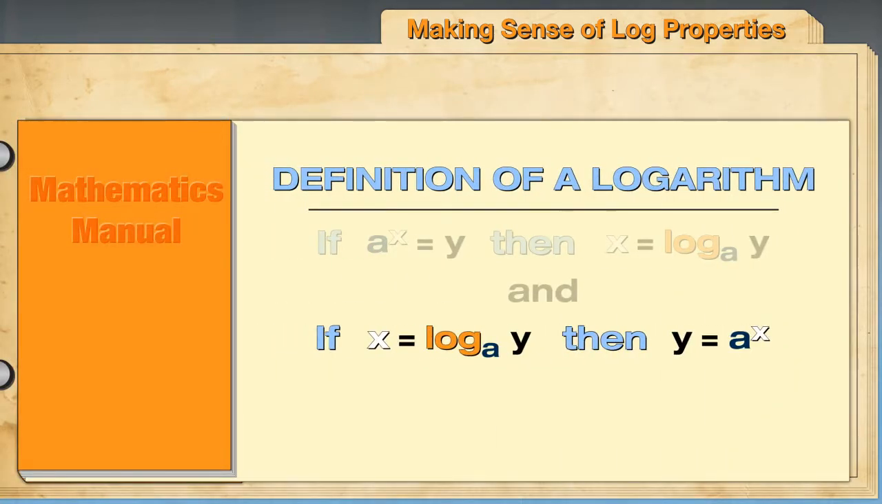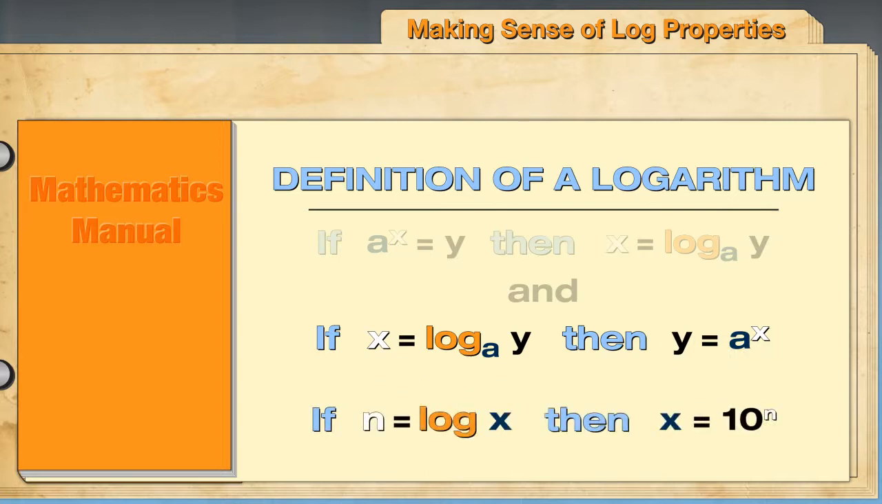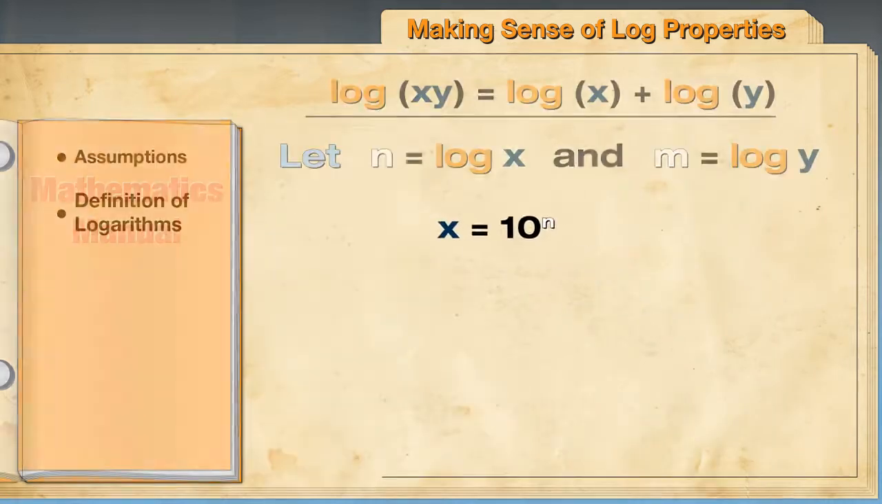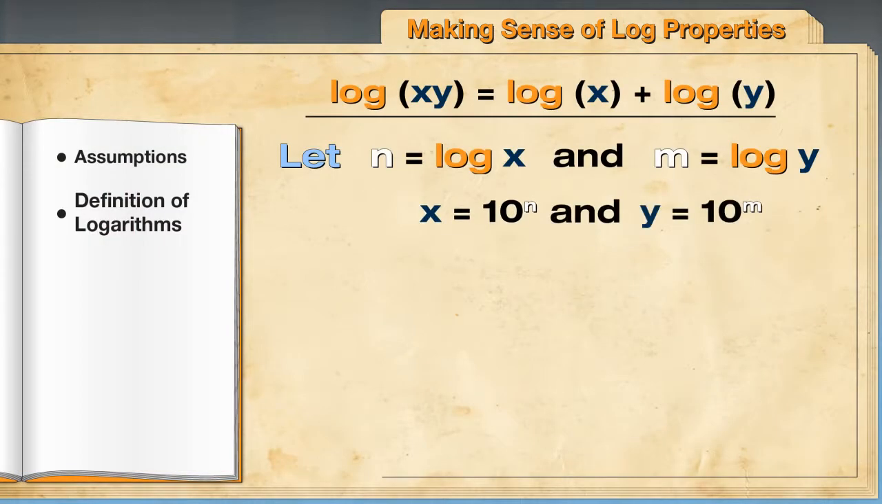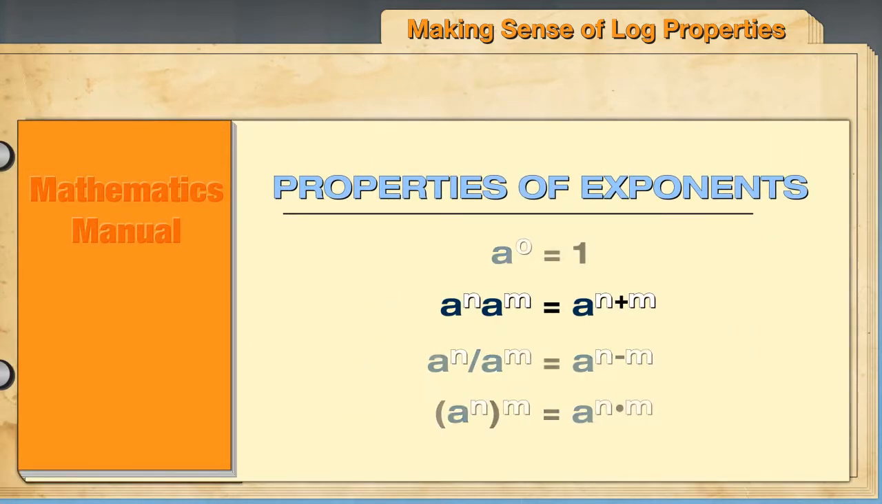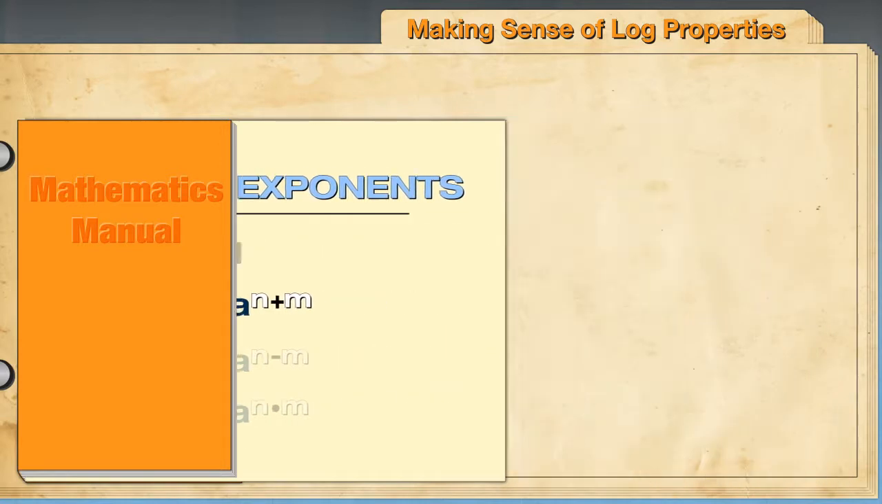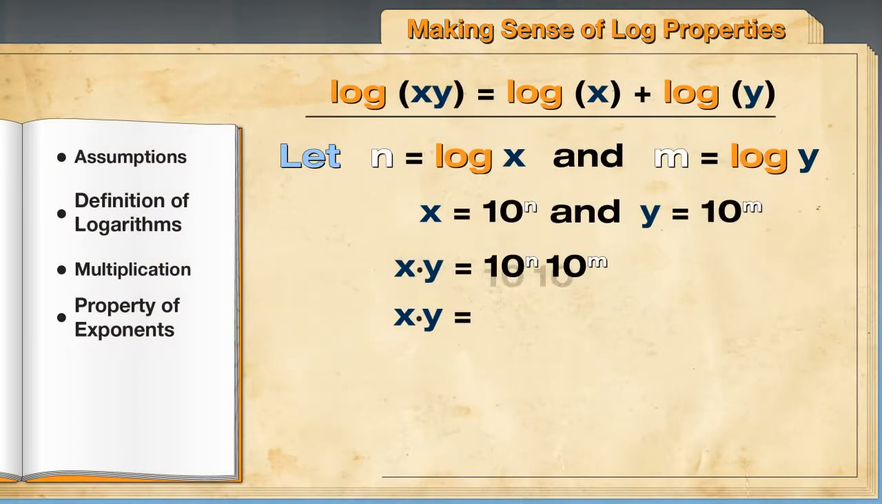So, using the definition of logarithms, if n equals log x, then x equals 10 to the n. And this is similarly true for y equals 10 to the m. Since we're working with the log of the quantity xy, we should multiply x and y. X times y is equal to 10 to the n times 10 to the m. Okay, so what's next? Using the property of exponents for multiplication, x times y equals 10 to the quantity n plus m.